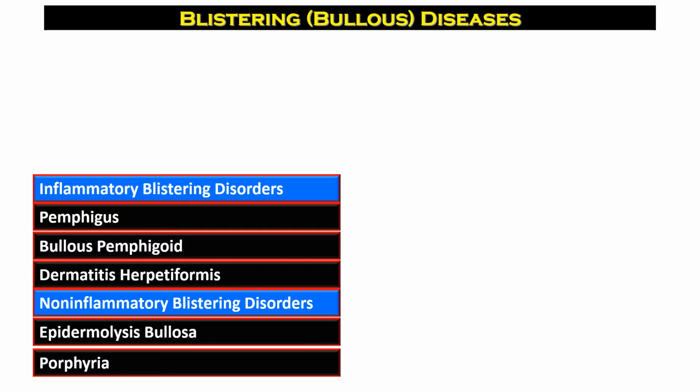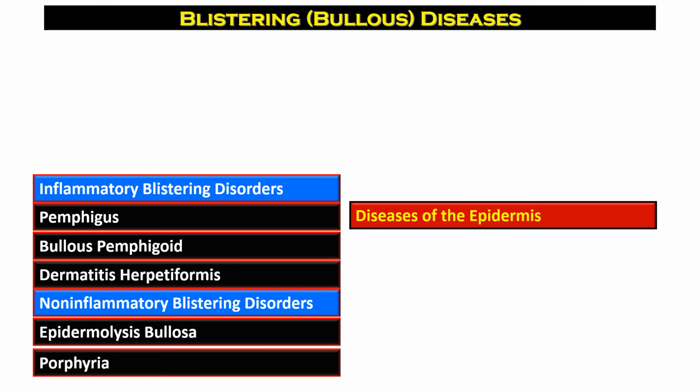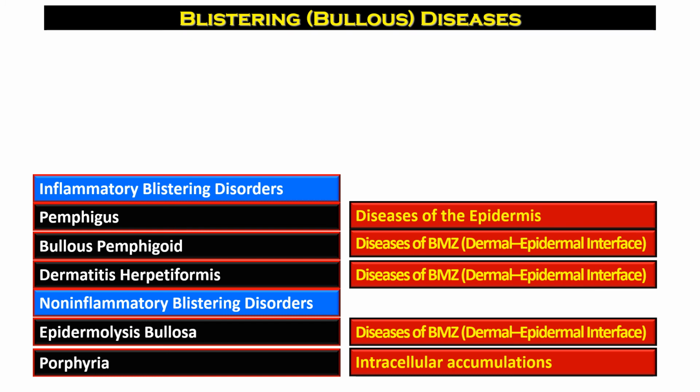Now, just to revise the classification of the bullous or blistering dermatoses, we can say that these can be divided into inflammatory and non-inflammatory types. The inflammatory are pemphigus, bullous pemphigoid, and dermatitis herpetiformis, while the non-inflammatory ones are epidermolysis bullosa and porphyria. The pemphigus is the disease of the epidermis, while bullous pemphigoid, dermatitis herpetiformis, and epidermolysis bullosa are diseases of the basement membrane zone, while the porphyria is due to intracellular accumulation.